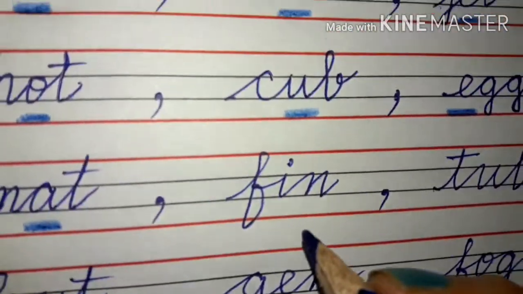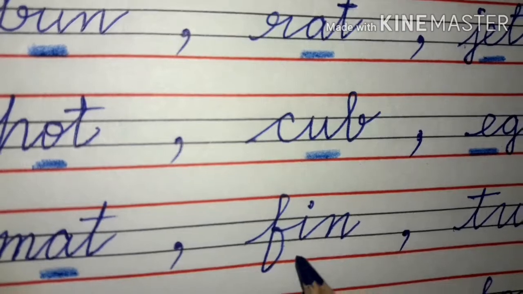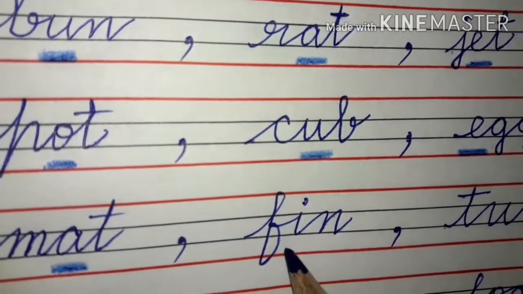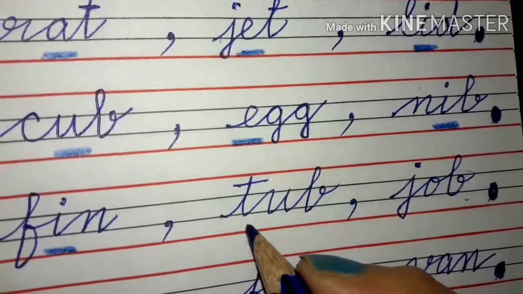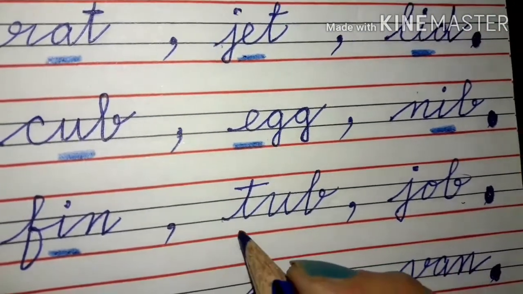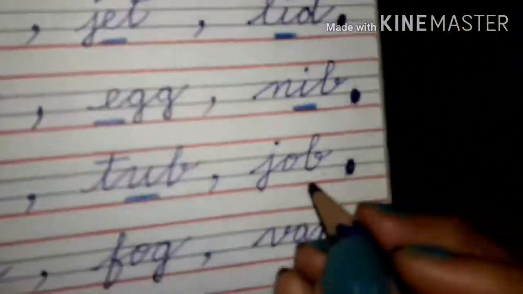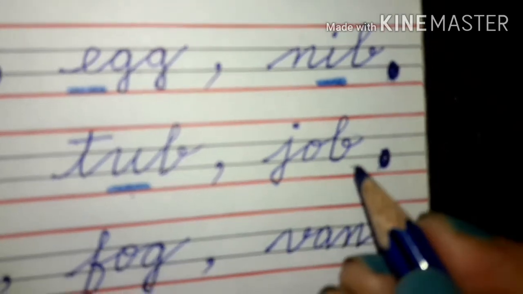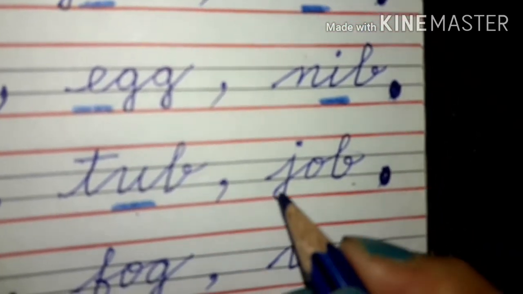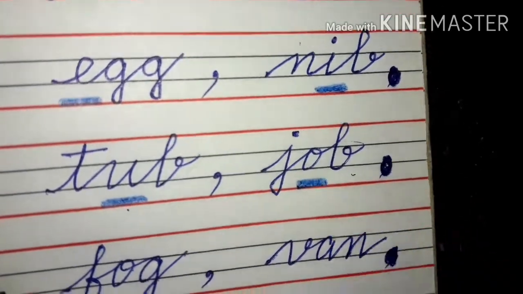Next word is fin. F, I, N, fin. So I is a vowel here. Next word is T, U, B, tub. U is a vowel in it. Next word is job. J, O, B, job. O is a vowel in this word.